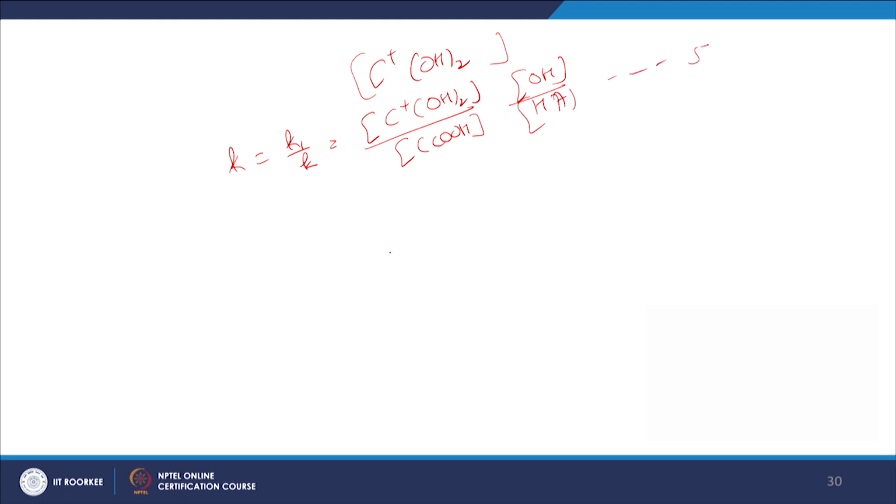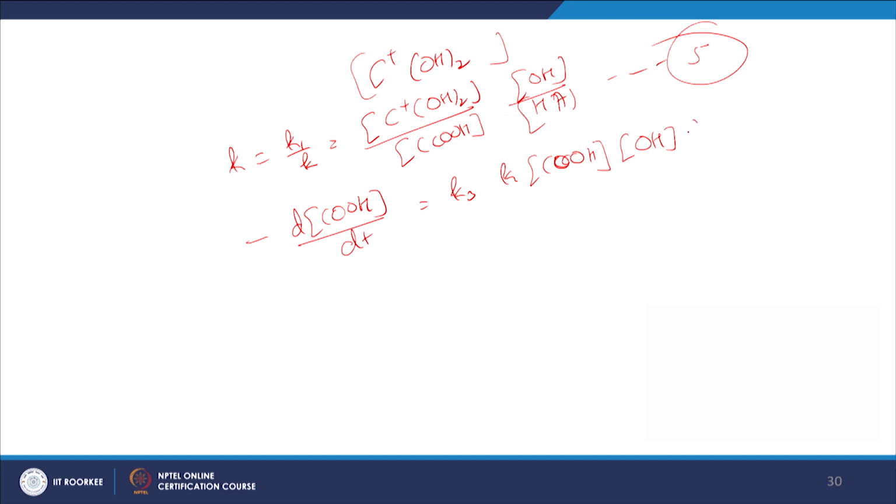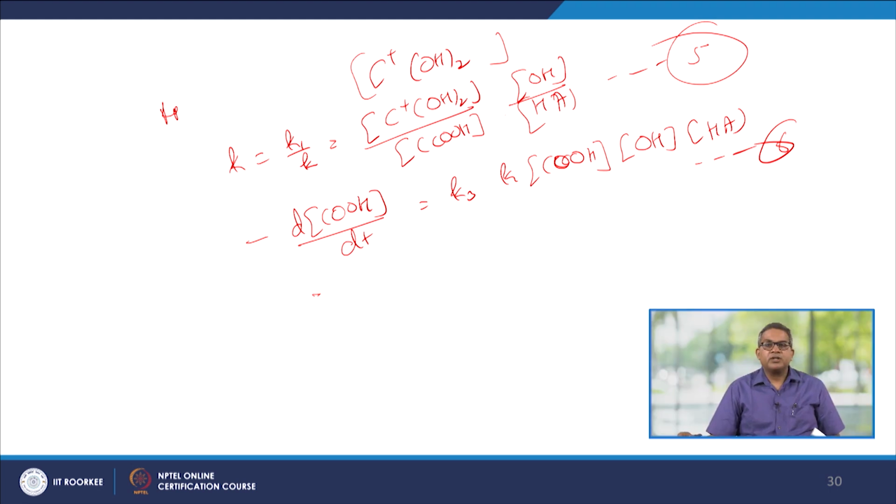Now if we combine equation 4 and equation 5, then we get this: Rp equals minus d[COOH] over dt equals k3 K1 over K2, and this is equation number 6. Now in step growth polymerization, it is common to use this symbol p, rather than x, to refer to the conversion of limiting functional groups.